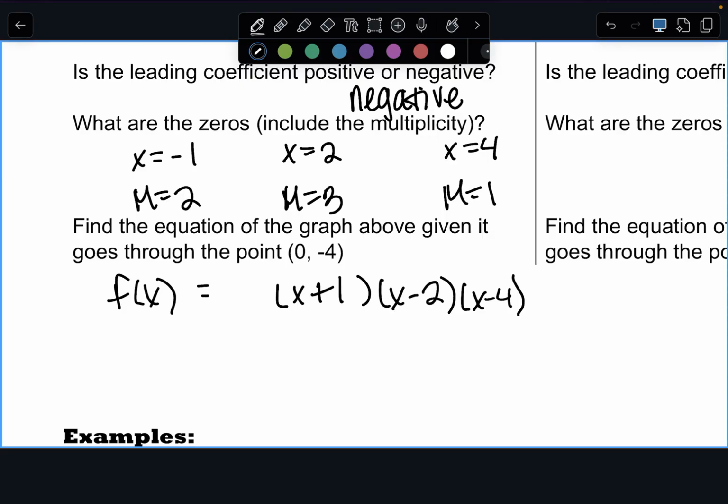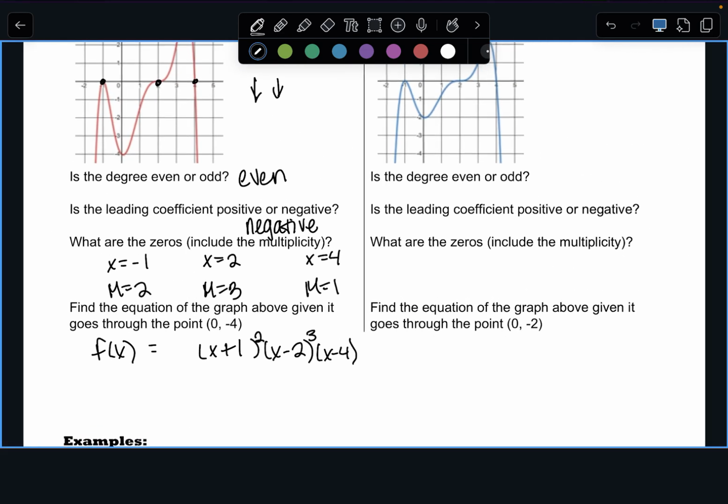Now we have to worry about our multiplicities. This factor should have multiplicity 2. Where should I put this 2? How do I write that into my equation? It's in the exponent. Perfect. So we have a squared. We have x minus 2 cubed for my multiplicity of 3. And then my multiplicity of 1, I can just leave it as is, or put a 1 here if you wanted to. Okay?